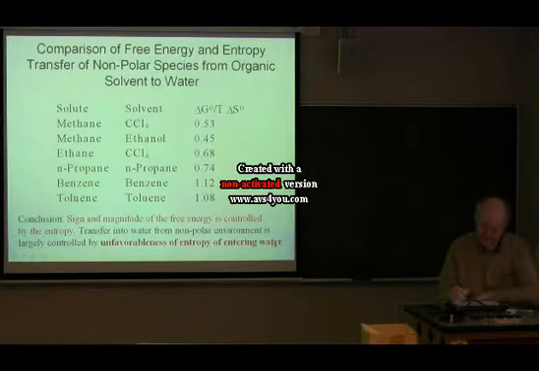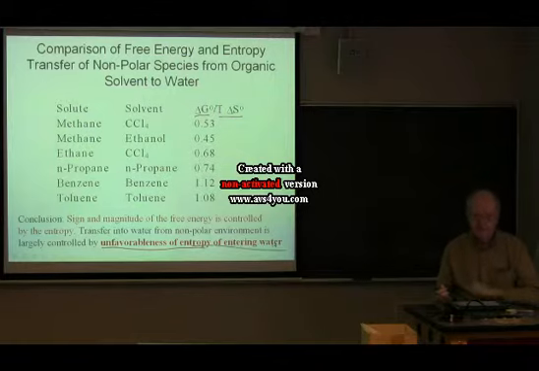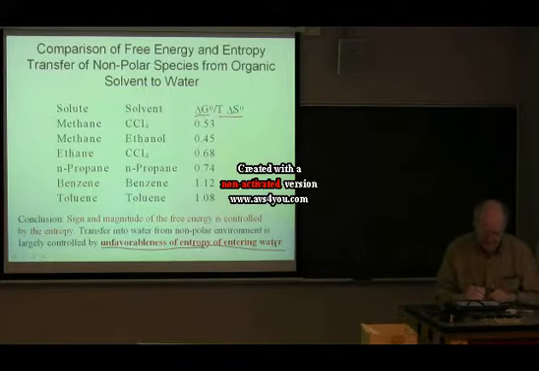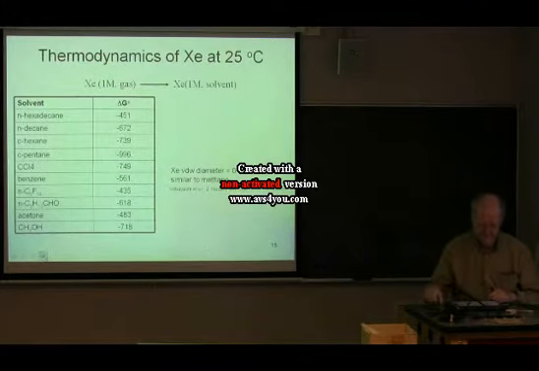Here's the ratio of delta G to T delta S, and you can see that basically the delta G is tracking the delta S. As the unfavorableness of the entropy of entering water, which is what's responsible for the unfavorability of the solute leaving the nonpolar environment and going into the polar aqueous environment.